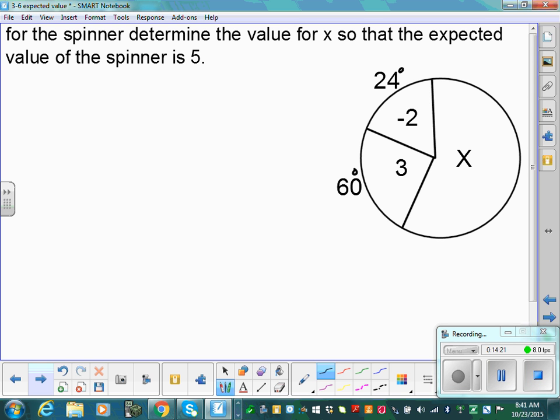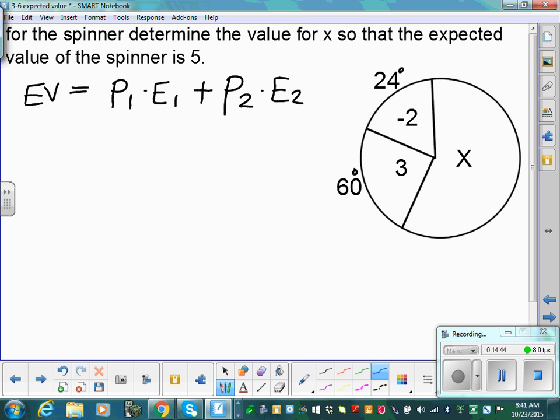So we know that the formula for expected value is the probability of event 1 times event 1, plus the probability of event 2 times event 2, and so on. So let's go through and plug in what we know. We need to find the probabilities of each event happening first. So let's find the probability of landing on this 3.